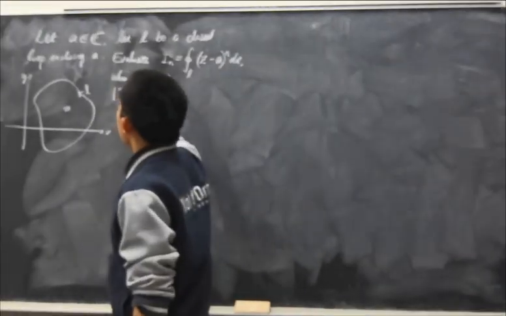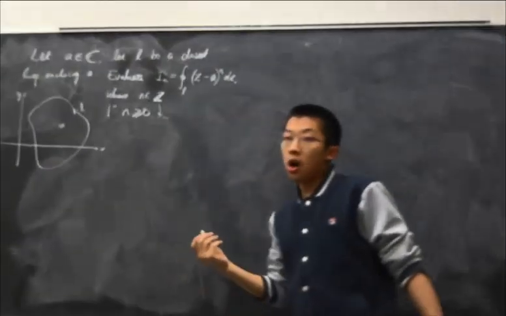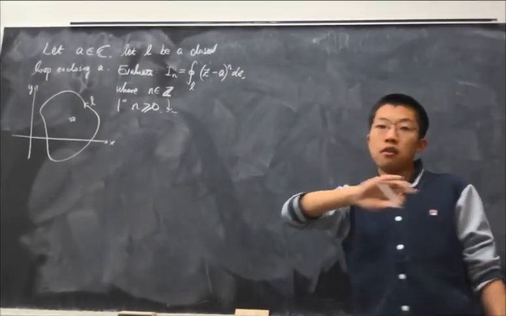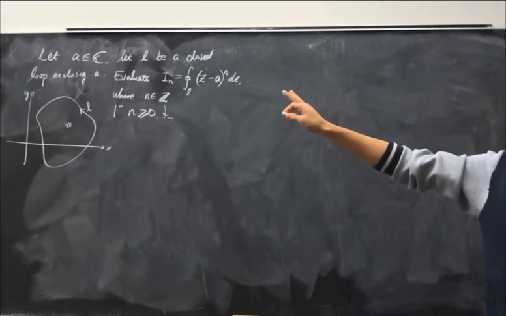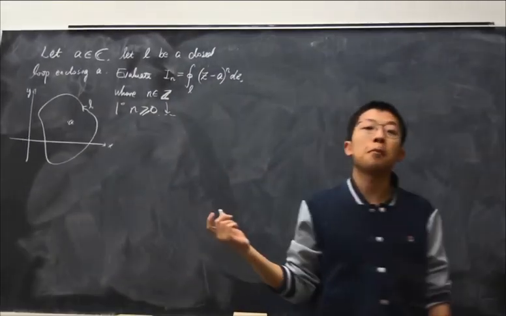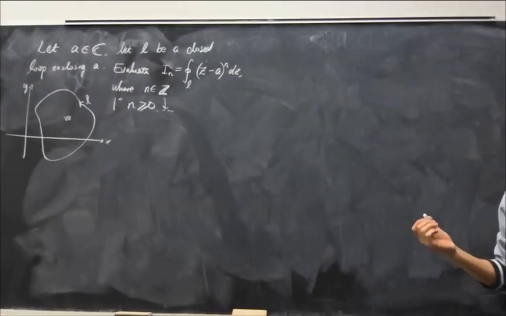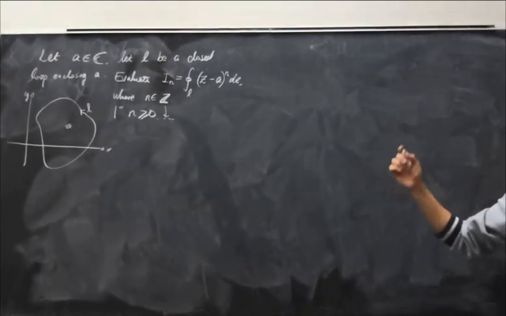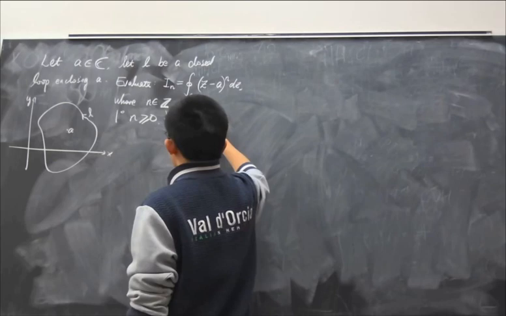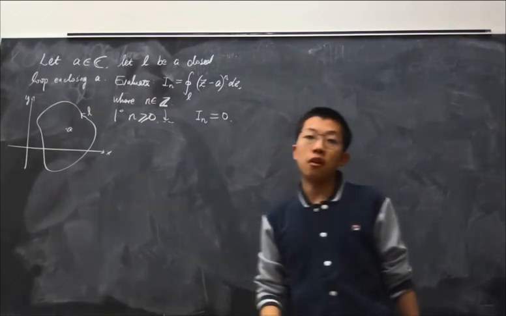So case 1: if n is greater than or equal to 0 and n is an integer, obviously the function (z - a)^n is analytic on the entire complex plane. And when n is an integer, there is no such thing as a multi-valued function in here. So basically, the function is very well behaved, and from the property of the closed loop integral of an analytic function, we could instantly conclude that this I_n is just 0. Okay, no problem.